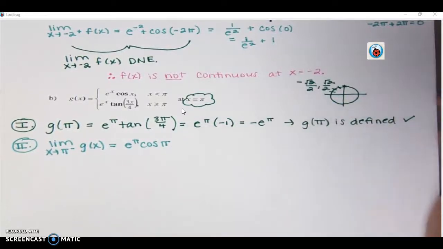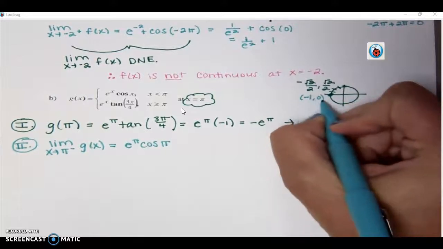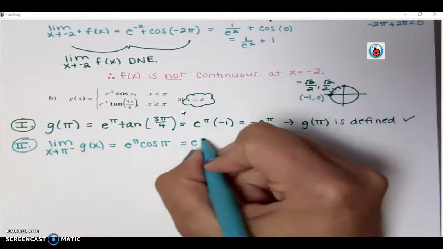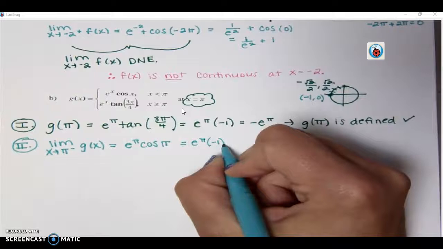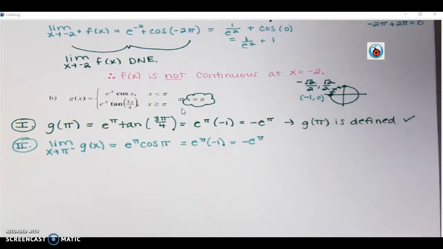Okay, so we're looking at pi, so if we add pi in on our unit circle over here, that's the ordered pair negative 1, 0. So we're going to have e to the pi, and cosine of pi is negative 1, so we're going to get negative e to the pi. So that's our left limit.